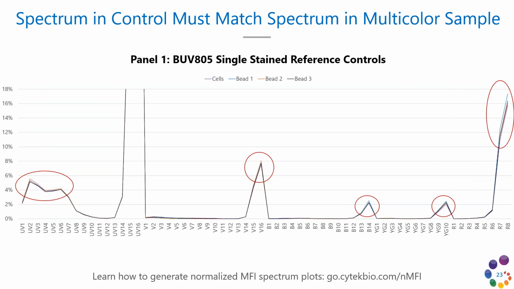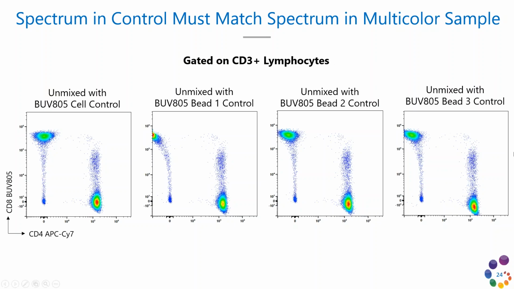Now what happens if I unmix my data using each of these controls with respect to BUV805? Here's some data from the multicolor tube where I'm gating on CD3 positive lymphocytes. And again, I've unmixed my cell control in the first plot and then each of the beads in the later plots. And you can see there's clearly some unmixing errors where the compensation isn't quite right. And we can manually go in and correct these, but ideally you'd want to pick the reference control to unmix your data with whose spectra best matches what's going on in the multicolor tube, so you don't have to waste your time making those corrections later.